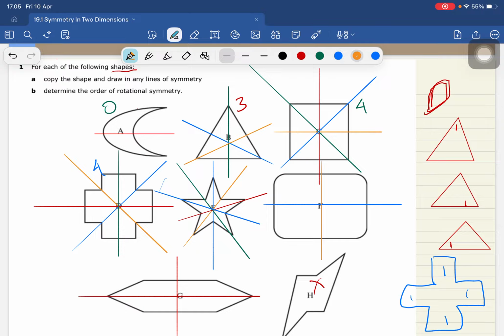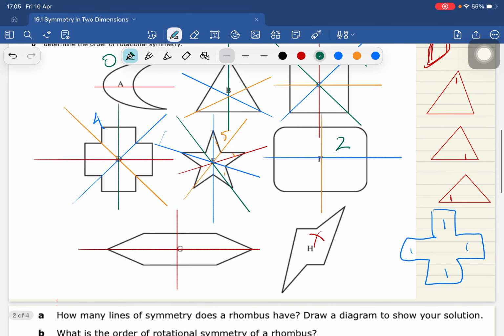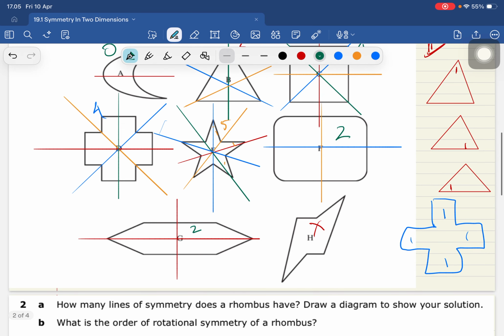Next for the star, it's going to be from here 1, and then 1 is here again, so there are 5. F, when we rotate, the first rotation is not equal, so we only got 2. G, only 2. H, when we rotate 90 degrees, it is not equal. When we rotate 180, it's going to be 2.